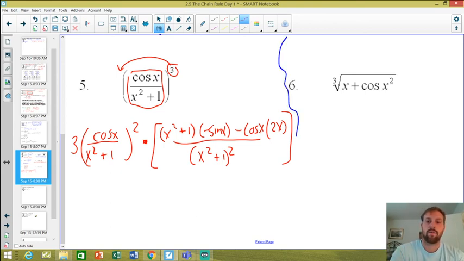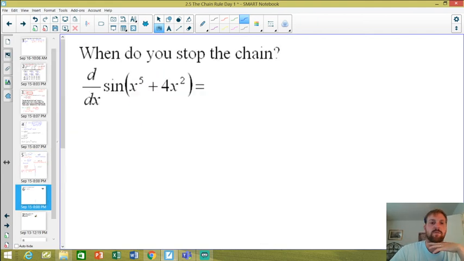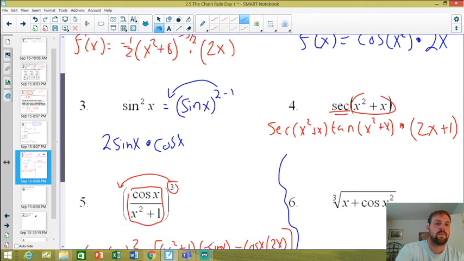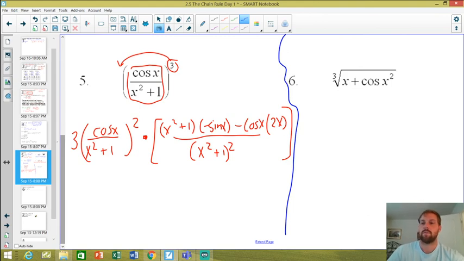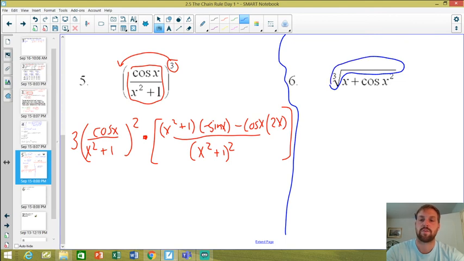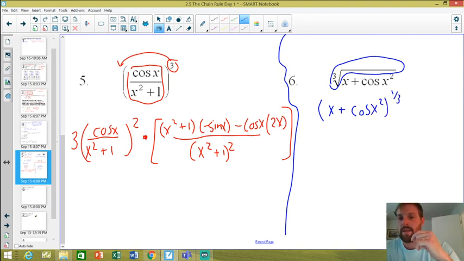Now I got one more for you before I end the video because I'm going to save this last slide for tomorrow. I recommend trying this on your own and trying any of these on your own, but we'll look at it. Okay. What's going on here is the outer function is x plus cosine x squared being raised to the 1/3 power. Now, let's try this out because I want you to notice that we have the inside function being x plus cosine of x squared, but what happens is we also have x squared as an inner function of cosine. So let's see how that derivative works.